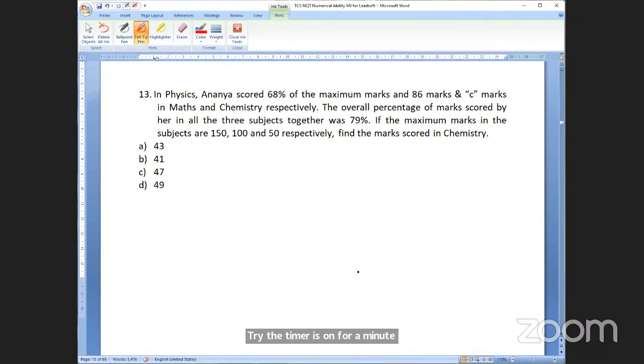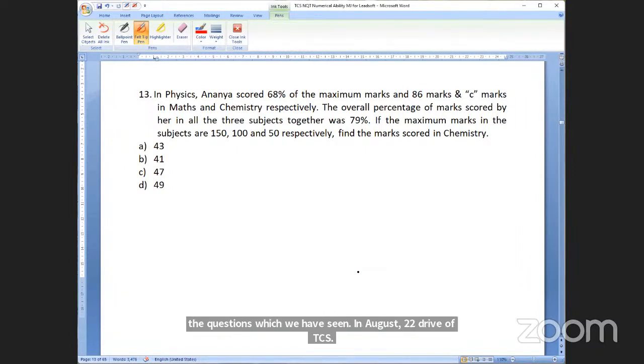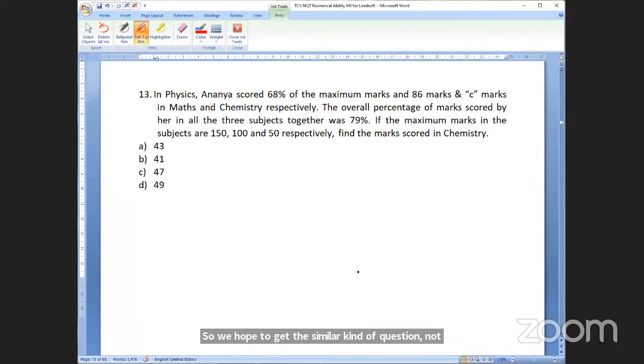All questions are typical sample questions based on the questions which we have seen in the August 22 drive of TCS. So we hope to get a similar kind of question, not the same one, obviously. It's all up to us how much more we practice.